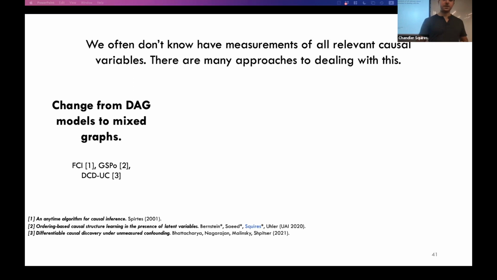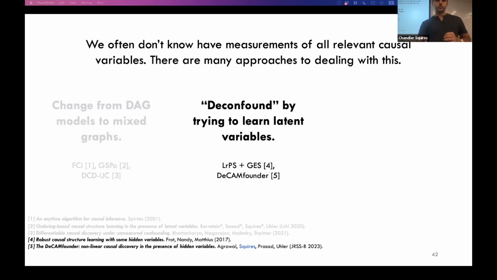One of the problems with this approach is if you have a lot of latent variables, then this can quickly get to where you're just going to have bidirected edges between all of your observed variables. You're not really going to be able to learn anything relevant from the data. So this leads to some other approaches.